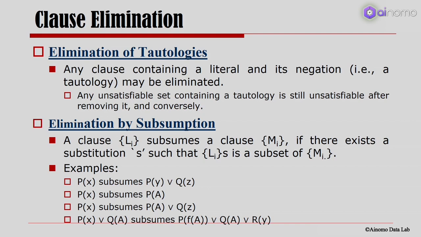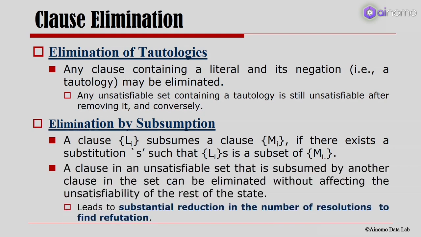Here is P of x. It subsumes P of y or Q of z. P of x subsumes P of A. P of x subsumes P of A or Q of Z. P of x or Q of A subsumes P of F of A or Q of A or R of Y. So, if you have some clause that subsumes another clause in the set, then it can be eliminated without affecting the unsatisfiability of the rest of the set. So, these eliminations lead to substantial reduction in the number of resolutions to find refutation.